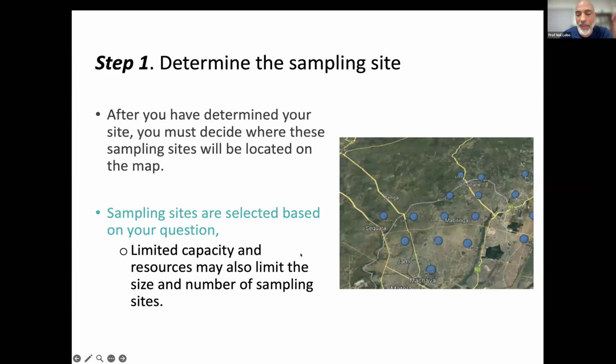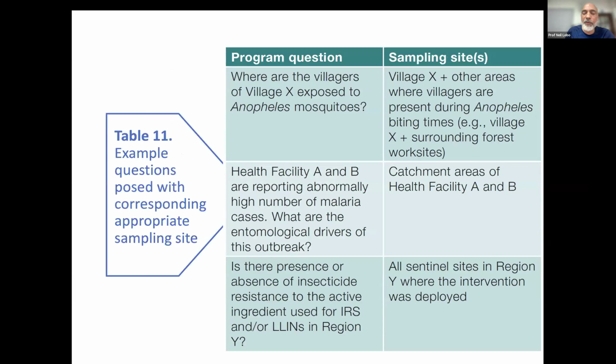Of course, we don't have to do that. It would be dependent on your question. So here are three examples of questions, right? The first question is, where are the villagers in a specific village exposed to mosquitoes, right? So now we want to know where they're exposed to mosquitoes. So we want to look at the village and see where are people present during the biting times of Anopheles. And this can be based on the village, in the houses, outside the houses, in the surrounding forest areas.